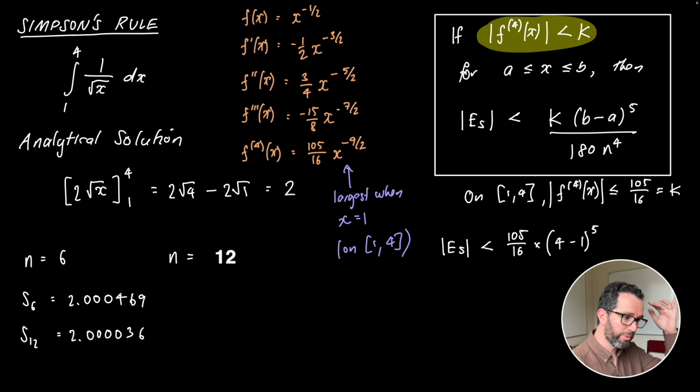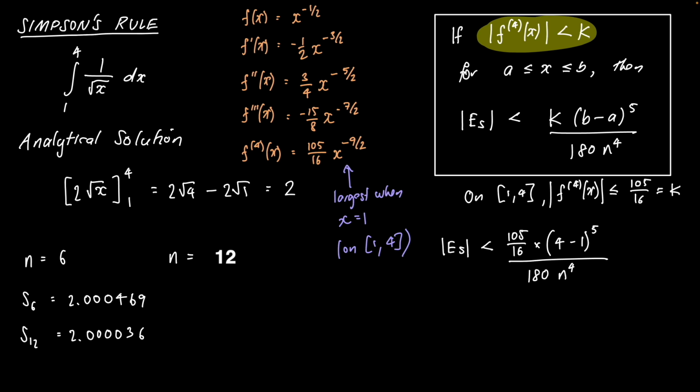Now this formula, by the way, we're just giving it to you, but it does come from doing a Taylor series analysis on the Simpson's rule approximation, but we're just not going to worry about exactly where that came from. We're just going to go for it. And then it's going to be divided by 180 n to the 4.